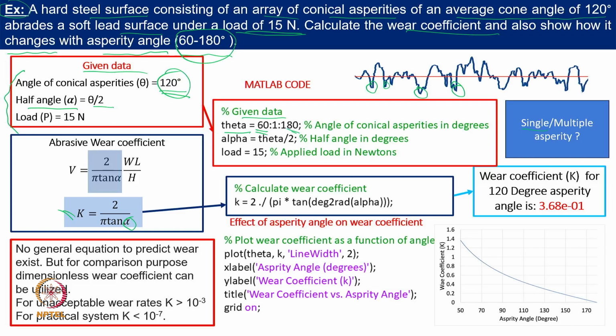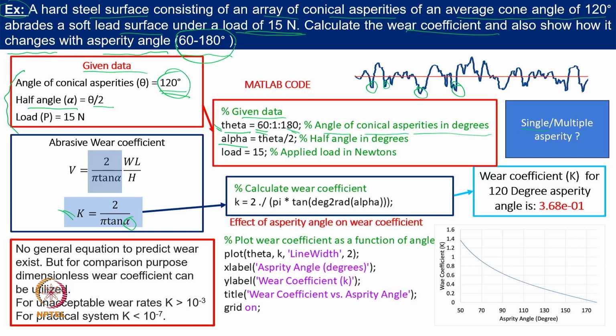So, it will vary that way, and we could do the mathematical calculation with a simple calculator, but that will take a huge amount of time. I may say it will be unnecessary work for us. That is why the code is better; it gives all the results in a fraction of a second. That is why we mention the angle of conical asperities in degrees. The alpha we are interested in will be theta divided by 2. Applied load, again, is not required for the calculation.